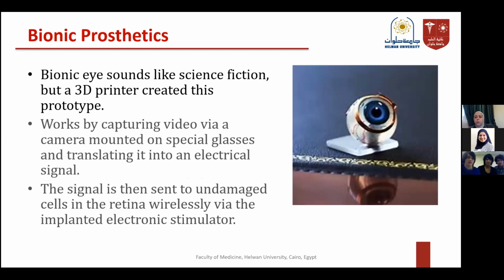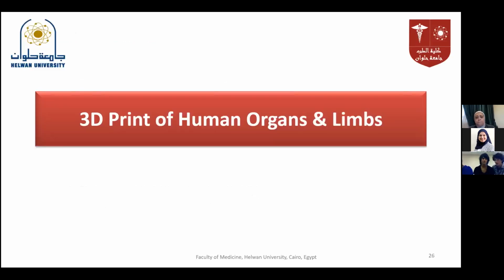This is also one of the latest advances in medicine that is called the bionic eye. This is a 3D print of the eye. This is a prototype. It's not widely used. It works by capturing videos via a camera and sends the signal wirelessly to the undamaged cells in the retina, or it can directly go and send the signals to the visual cortex, okay?